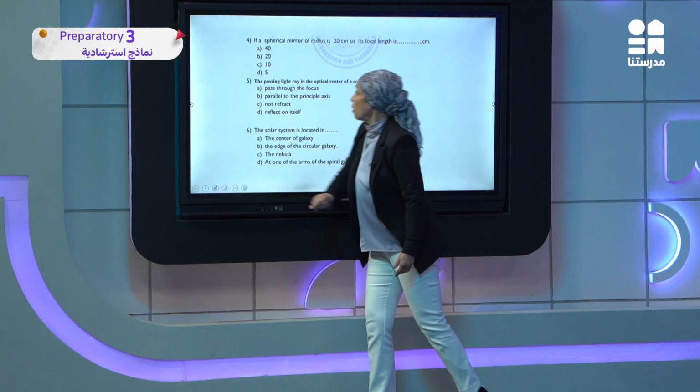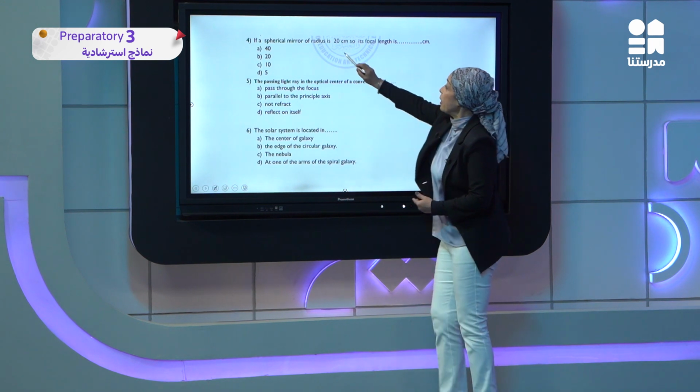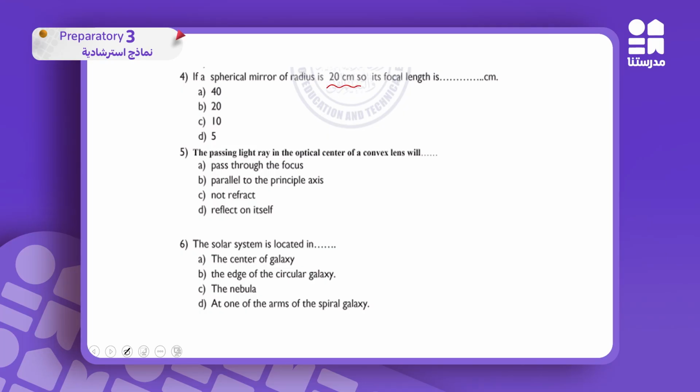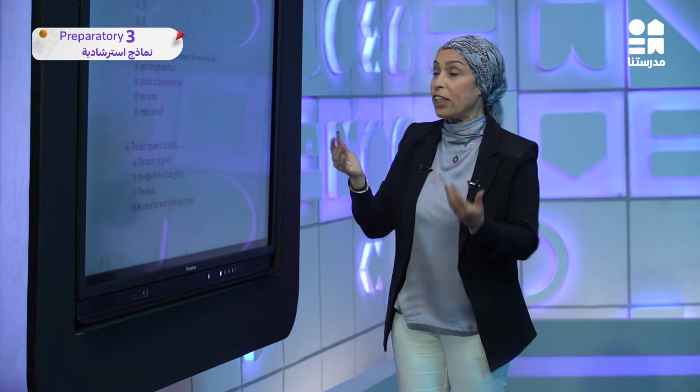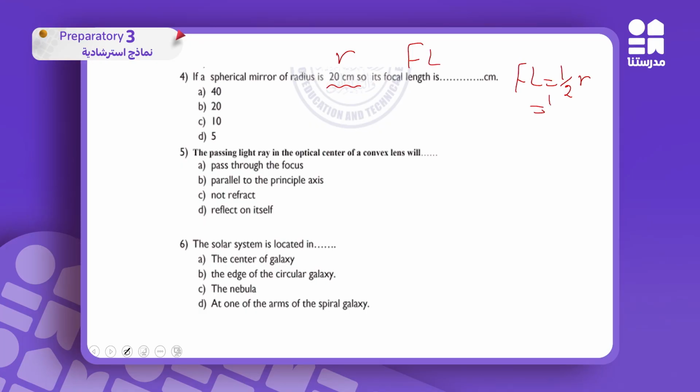Next, the spherical mirror has a radius of 20 centimeters. Here I have the radius, and its focal length is what? You know that we have a relation between the radius and the focal length, which is the focal length equals half the radius. So here I'm going to calculate it as a mathematical relation. The focal length equals half times the radius, which is given here, 20. So the answer is 10 centimeters. Then I'm going to choose the 10 centimeters, which is the right answer.